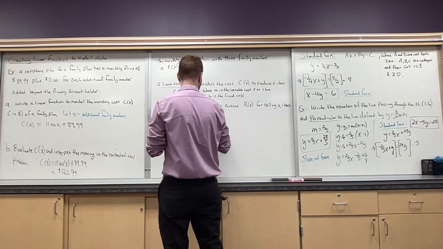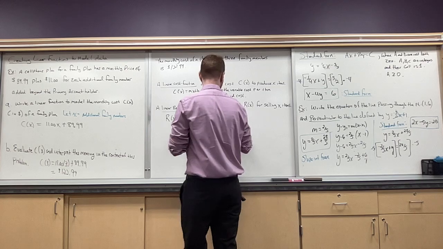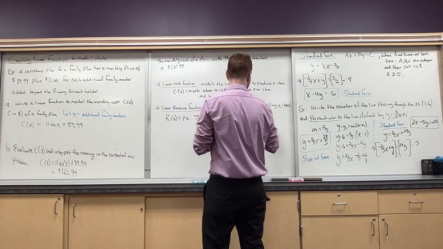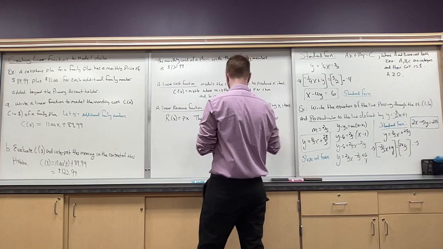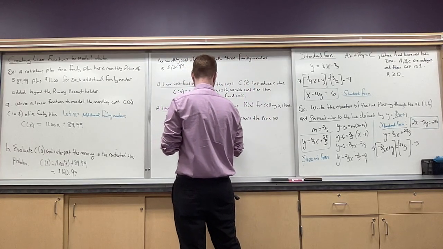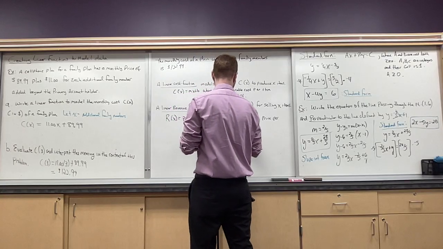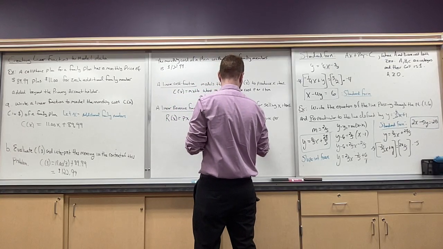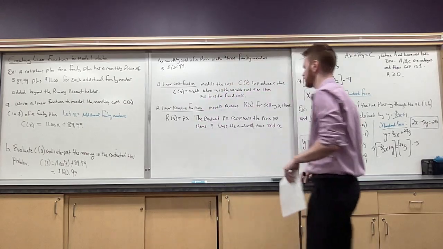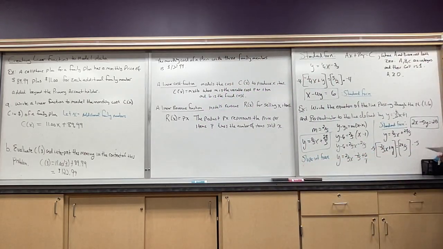So the product, PX, represents the price per item P times number of items sold X, okay? So how much did you sell and at what price did you sell them at? So there's your revenue. So you have cost, we have revenue.